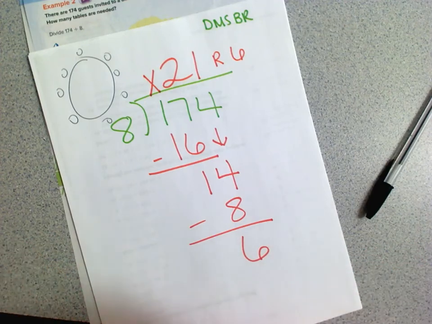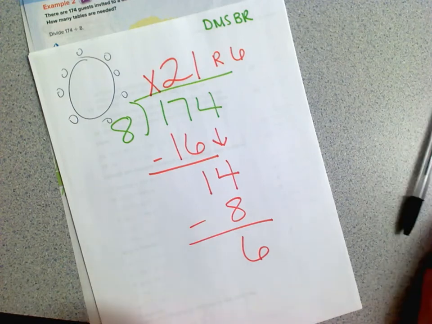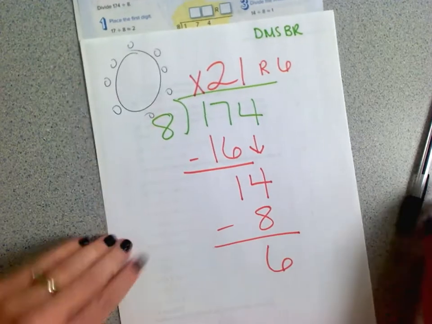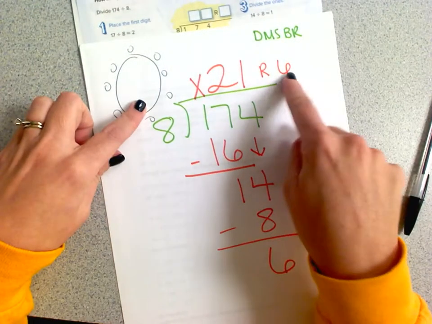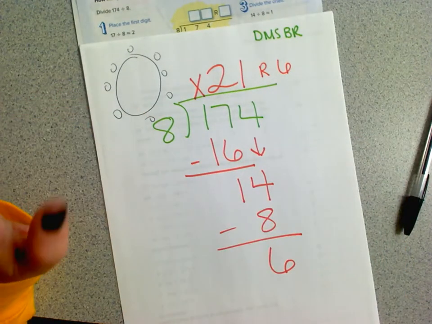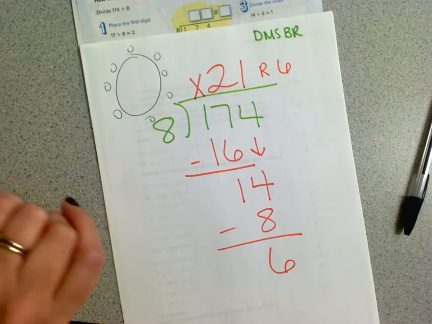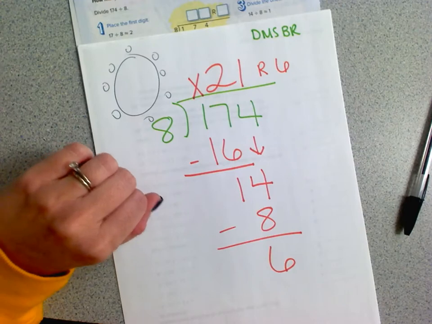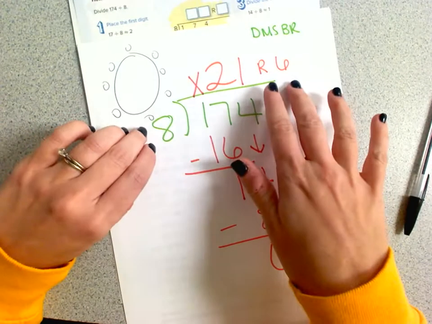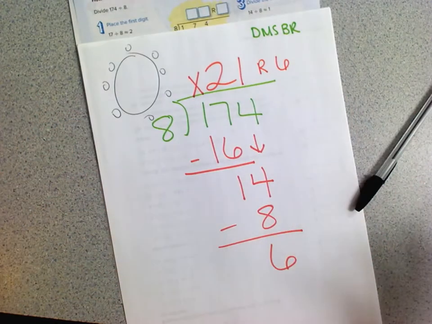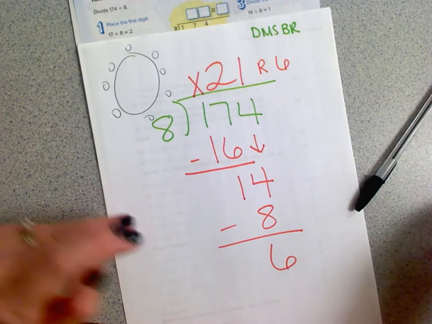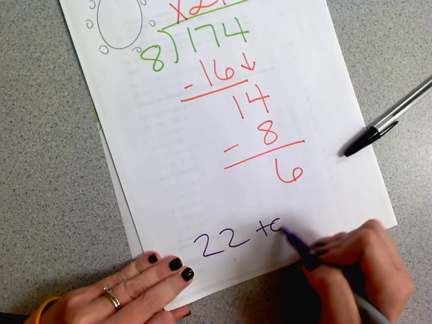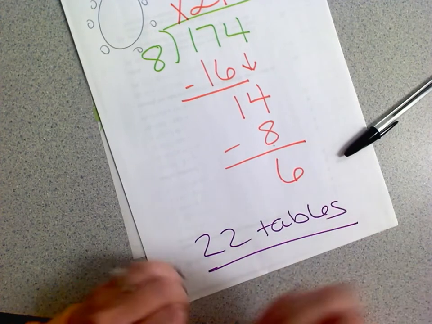21 remainder of 6 tables? Can I do that? No, I can't. I need to decide, am I only going to get 21 tables, and then those 6 people can just stand? Would that be a good idea? Or should I get 22, round up to 22 tables, and then only 6 people will be at one of the tables, but at least everyone will have a place to sit? If you're thinking you should get the 22 tables, that is correct, and that's how we interpret the remainder.